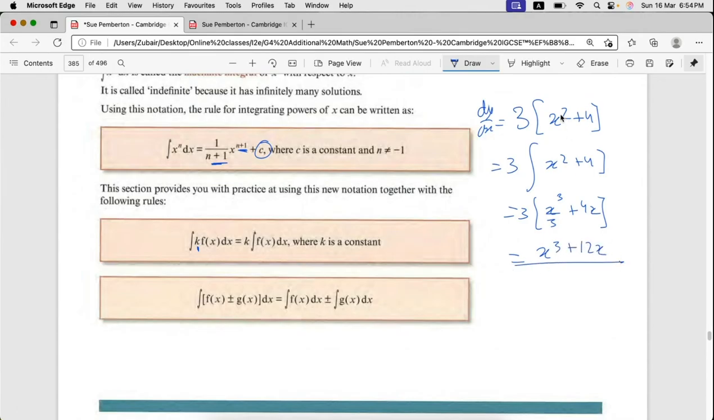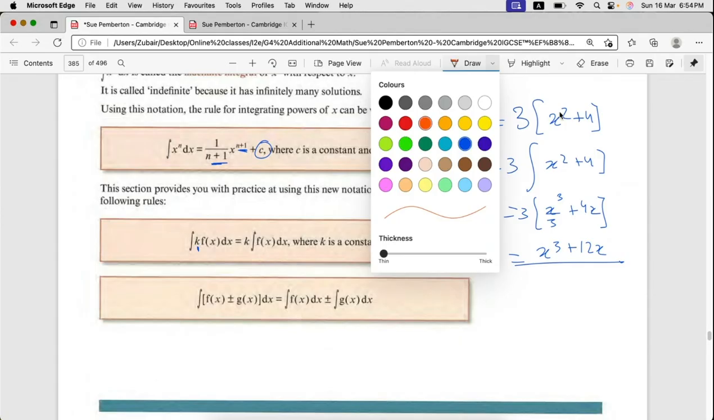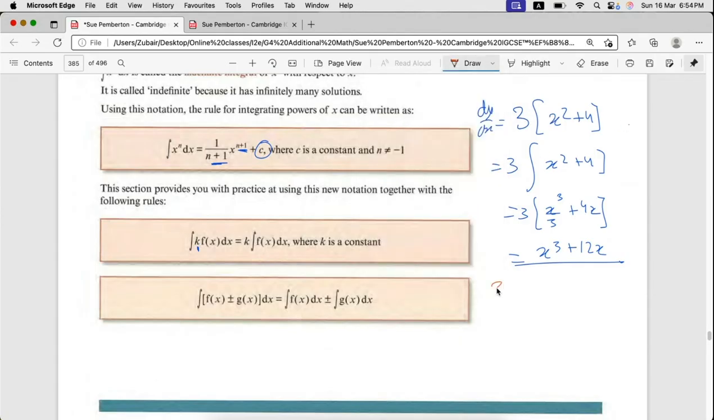That is one way. And the other way is we just multiply it inside. So that would become 3x square plus 12 and then integrate. So both are possible. So this is 3x cube over 3 plus 12x over 1 plus c. So x cube plus 12x plus c. We do get the same answer. So this second one tells you if there is a constant being multiplied with the function, you can take that constant out and multiply it later.